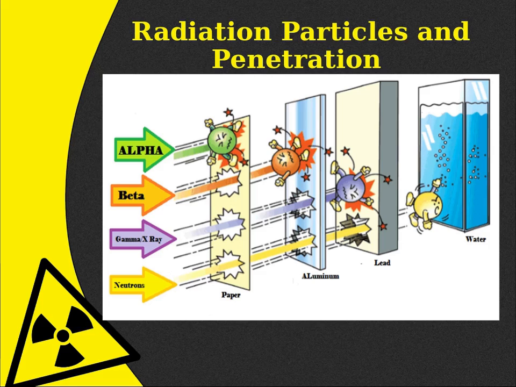Like if we have a piece of paper, it's enough to stop them. Beta particles have a little more penetration ability, but an aluminum sheet will be enough to stop them. Gamma and X-ray have a higher penetration ability. That's why we use high atomic number material like lead to absorb or attenuate the gamma and X-ray.